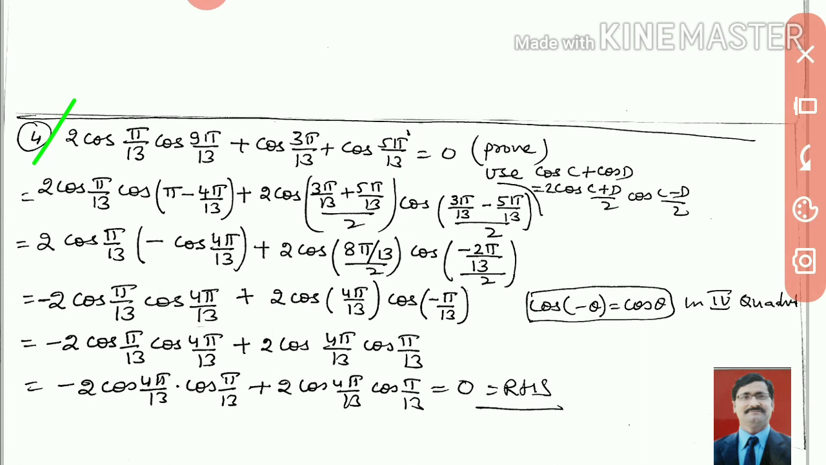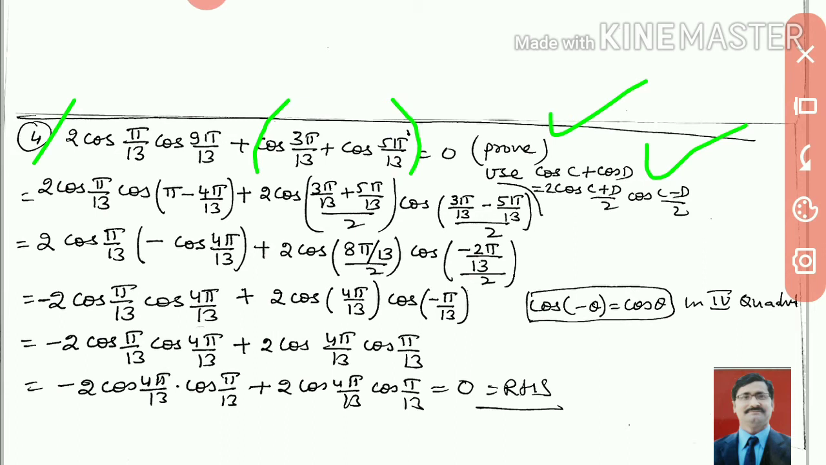Look at question number 4: 2 cos pi by 13 cos 9 pi by 13 plus cos 3 pi by 13 plus cos 5 pi by 13 equals 0. This we have to prove. For that what to do, here 9 pi by 13 you can write as pi minus 4 pi by 13. And in the second part you will use the CD formula, that is cos c plus cos d equals 2 cos (c plus d) by 2 cos (c minus d) by 2.